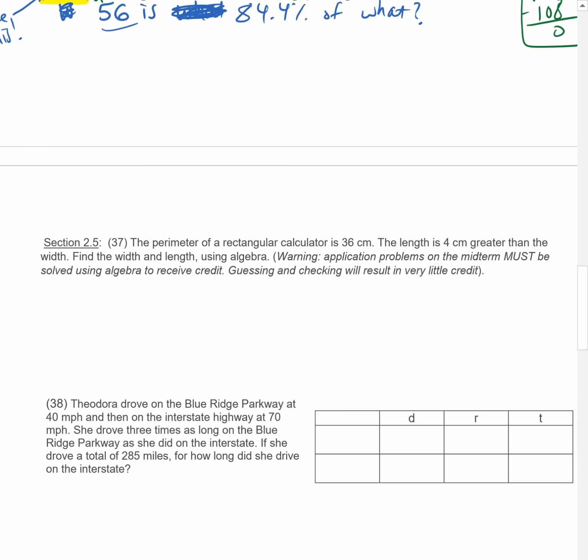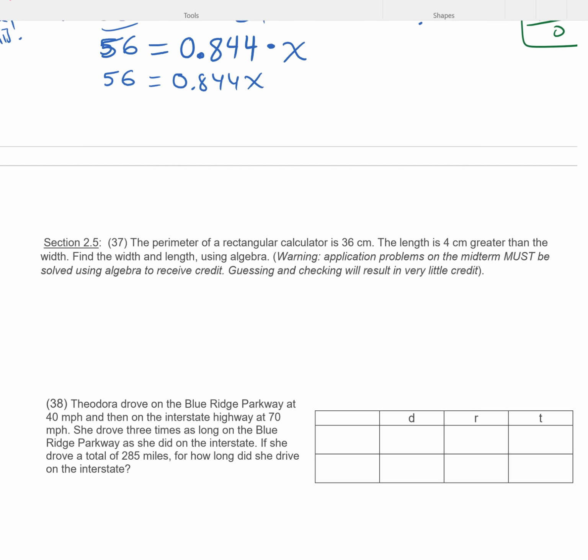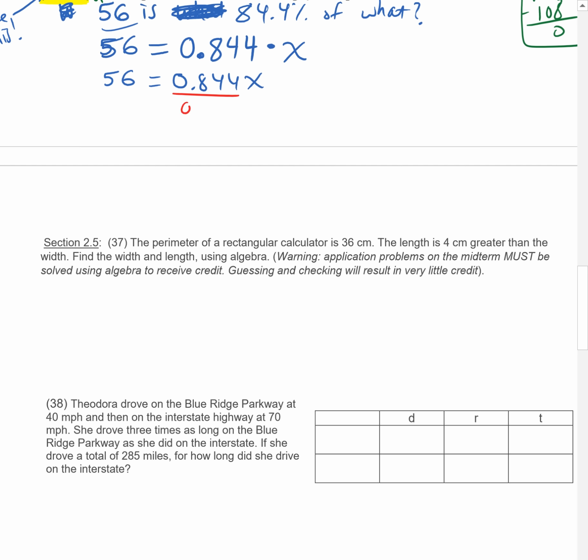Okay. So reading this from left to right, I'll translate into an equation. 56 is, that's equals. Remember, 84.4%, we want that in decimal form. If I move the decimal to the left twice, it becomes 0.844. Of is multiply, what is the variable? So it's 56 equals 0.844x. Now if I solve this for x, I'll divide both sides by 0.844. And that should be x.